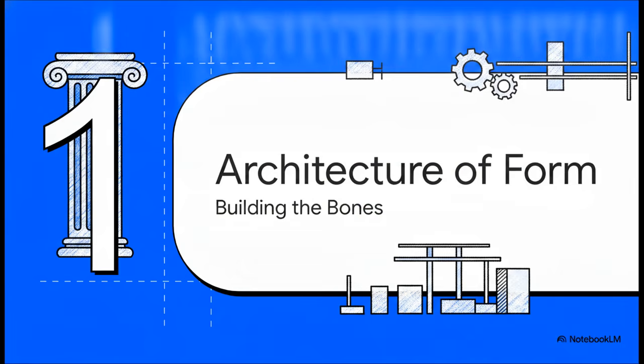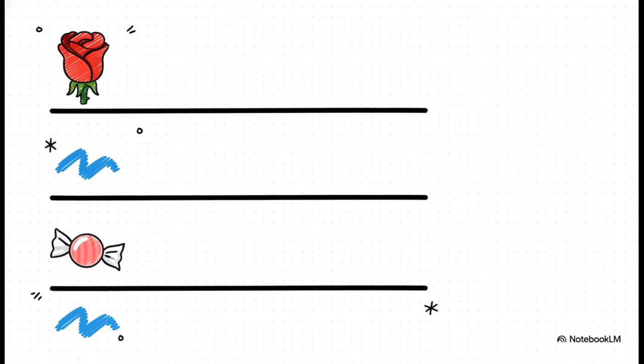All right, part one, the architecture of form. This is all about building the physical bones of a poem. Let's map out a poem's musicality just by looking at the last word of each line. Think of this as a live board work, okay? We label the first ending sound with an A. Roses are red, so red is A. The next line ends in blue, which is a totally new sound, right? So we label it B.